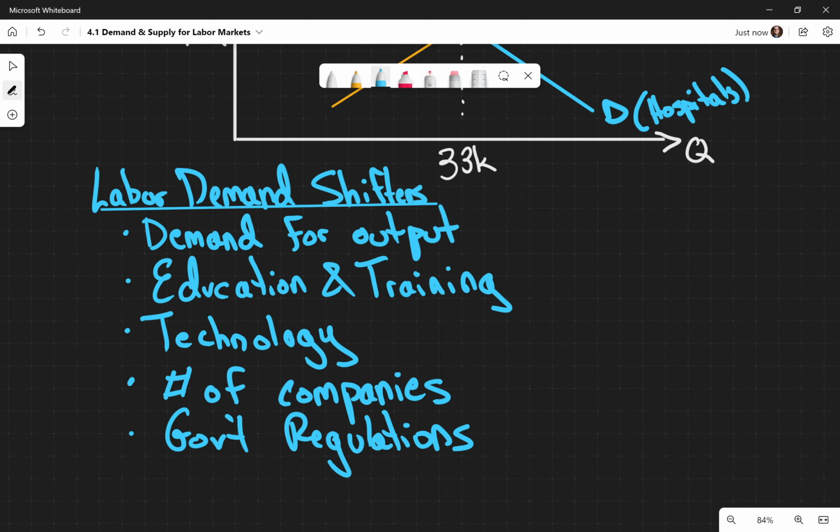And they're going to automate, and they're going to do something else. They're going to export it to a different country, whatever the case may be, right? So as government regulations increase, the demand for labor in that particular sector decreases.